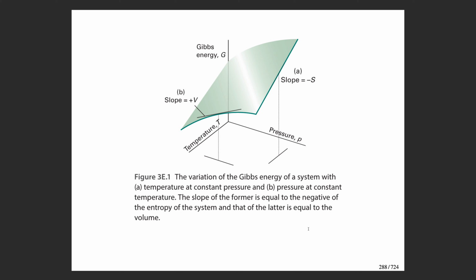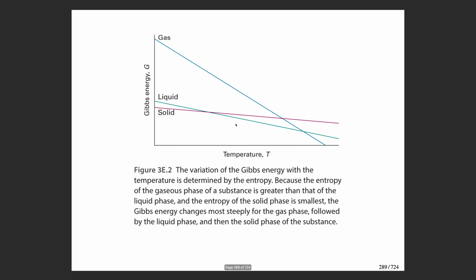Here's sort of a bird's eye view of Gibbs energy as a function of temperature and pressure. At constant pressure, as you change the temperature, the slope of the Gibbs energy is equal to minus the entropy of your sample. If you keep temperature fixed but change the pressure, the slope of the Gibbs energy curve is equal to the molar volume, or equal to the volume under those conditions. This one's pretty useful for phase transitions.